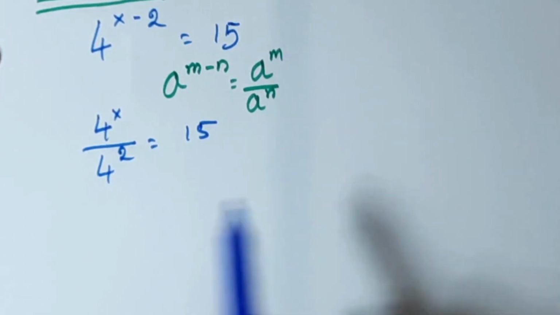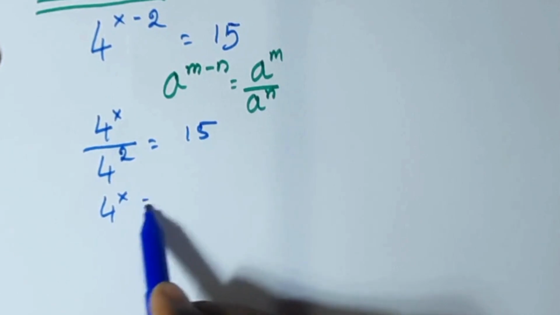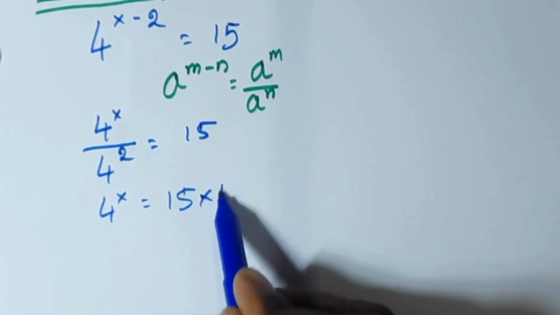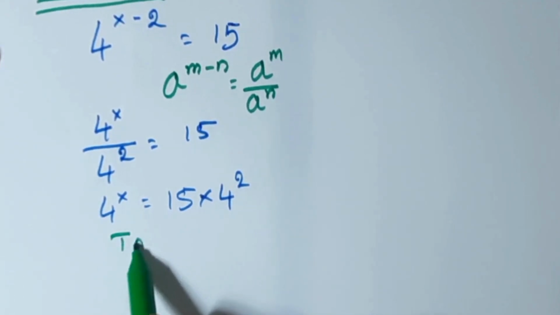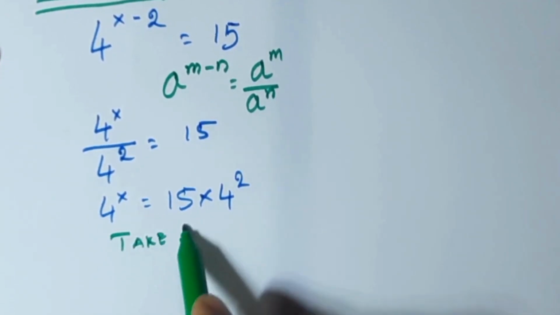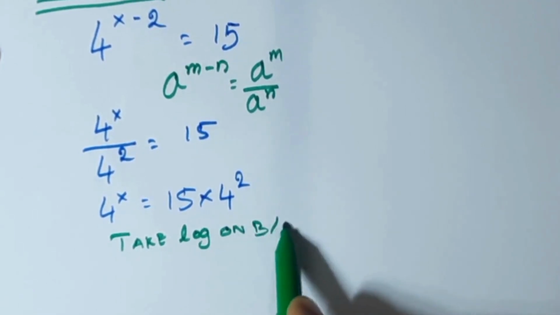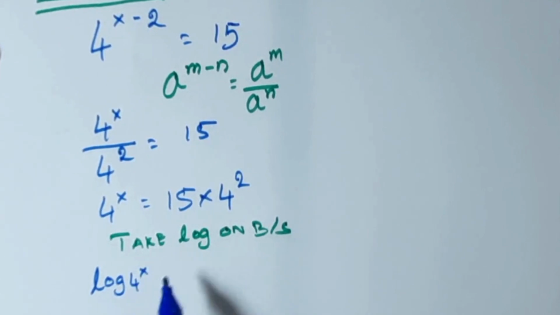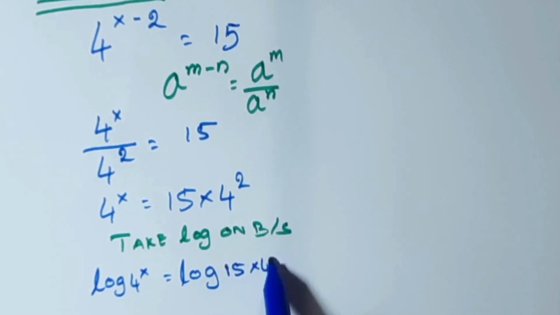We are going to do this cross multiplying. 4 to the power of x equal to 15 into 4 to the power of 2. Taking log on both sides. Log 4 to the power of x equal to log 15 into 4 square.